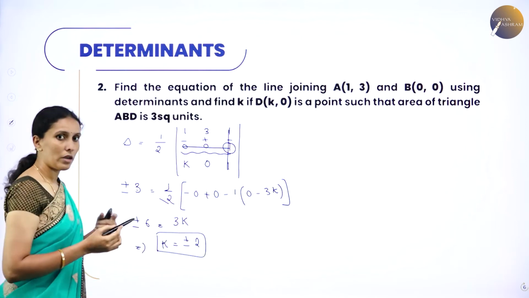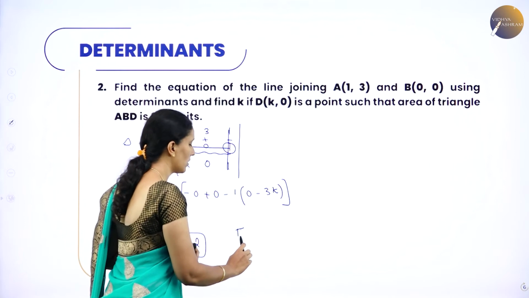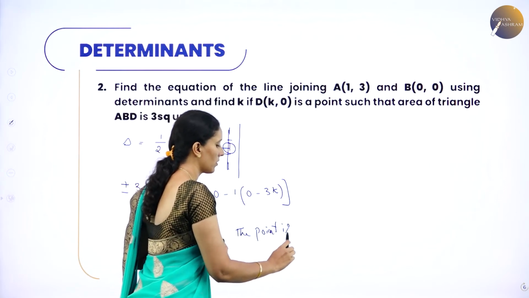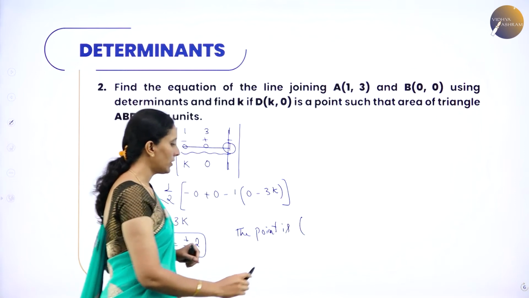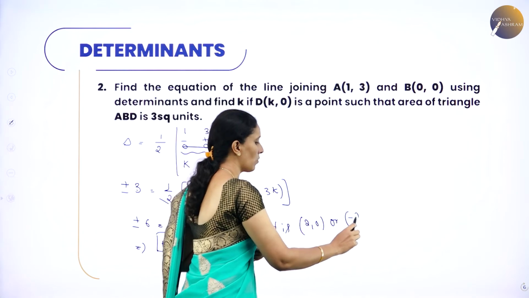So therefore, what is the third point? The point may be 2, 0 or minus 2, 0.